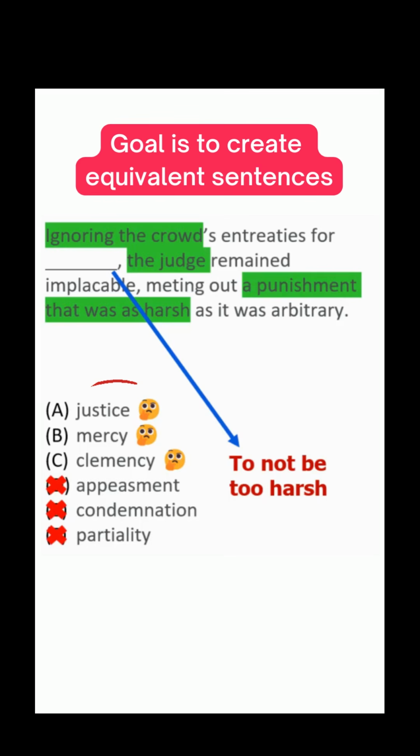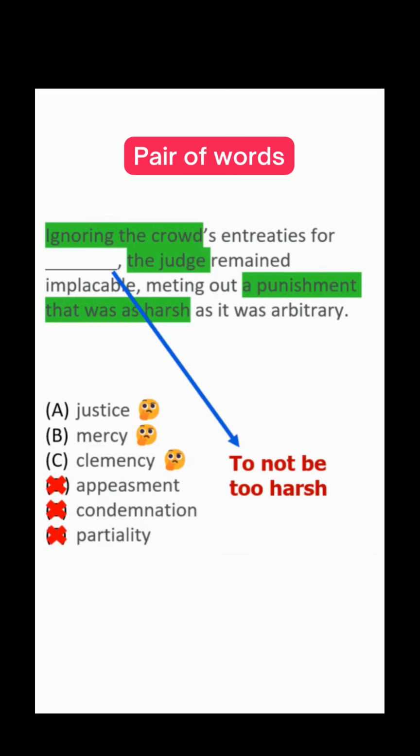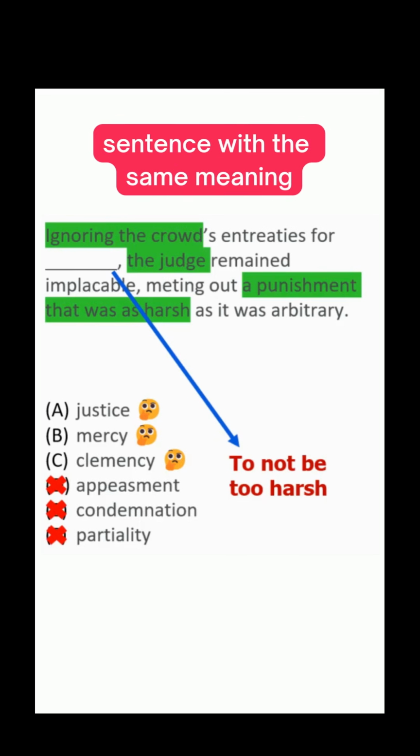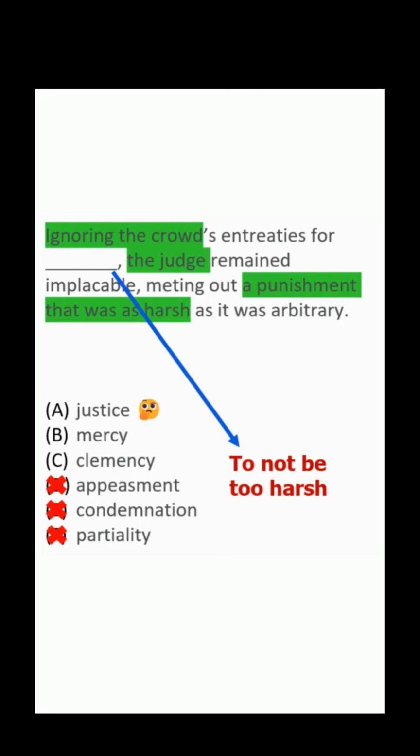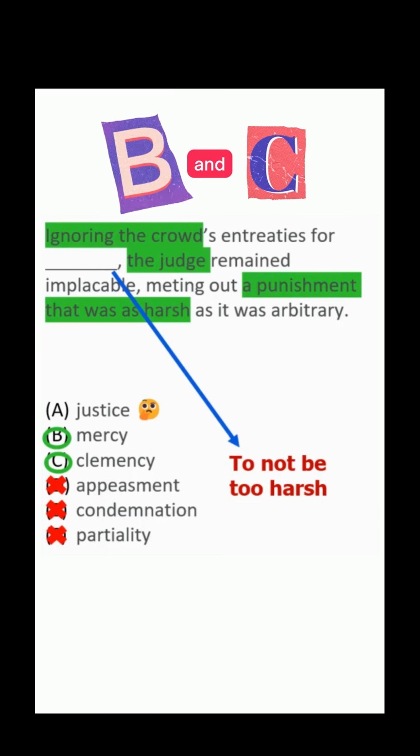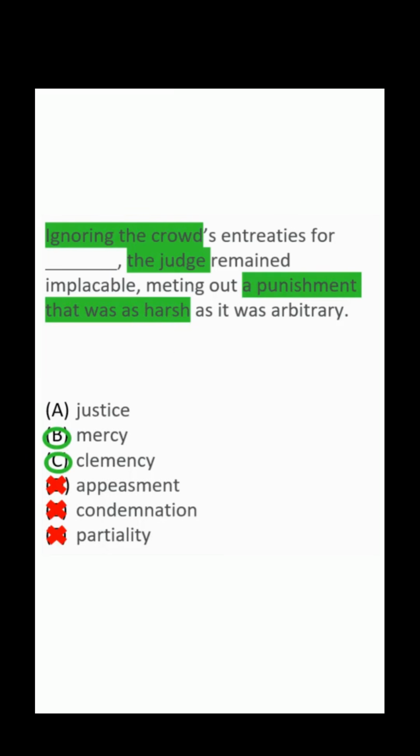We know the goal is to create equivalent sentences. So we need a pair of words that would create a sentences with the exact same meaning. If we plug mercy and clemency into this sentence, we would create equivalent sentences. So those are the correct answer choices. So what's up with justice? Let's take a closer look at this one. Justice works okay on its own, but we know it's out.